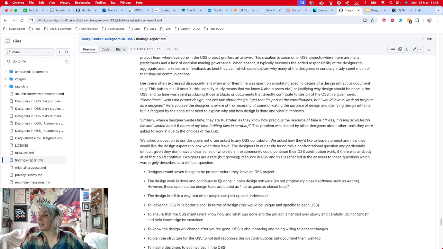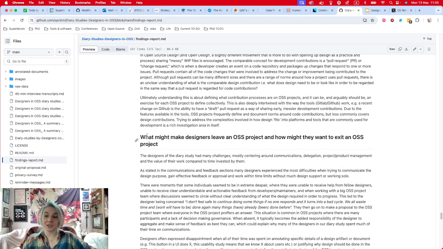And this is another section, like I talked about at the beginning of the stream, or maybe towards the middle, about a section in this report on what questions designers ask themselves when they are thinking about contributing to a project. These are criteria that designers consider important when they're thinking about leaving a project, or how they want to exit a project.